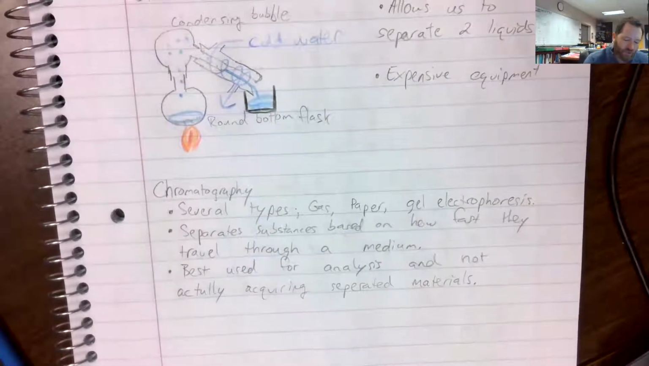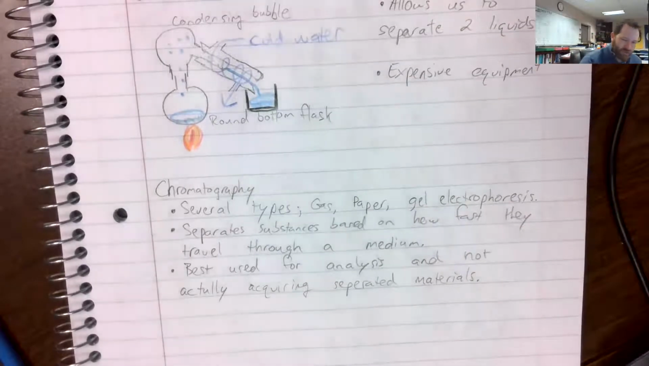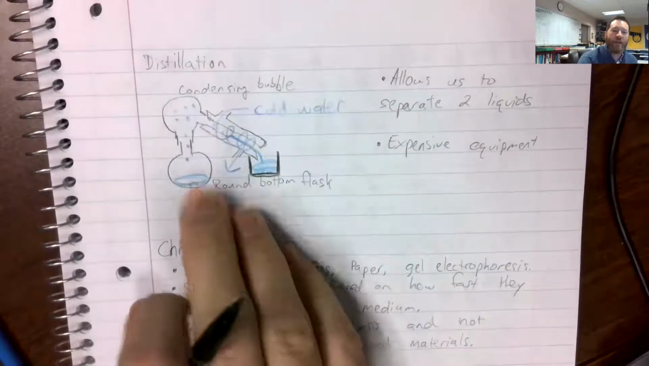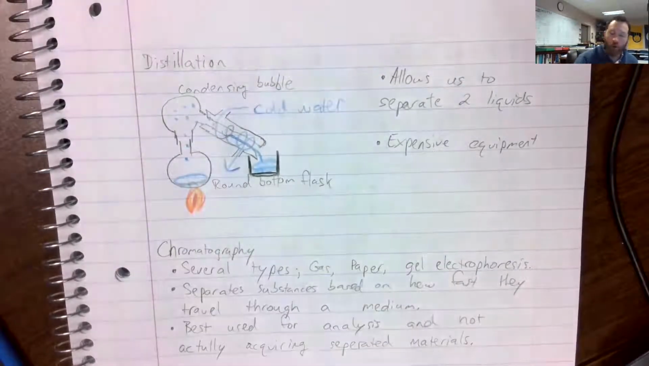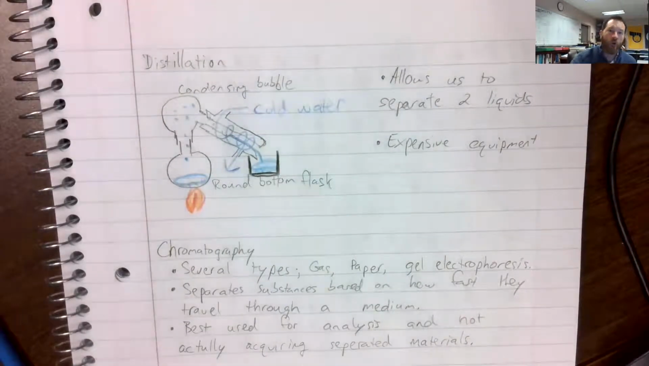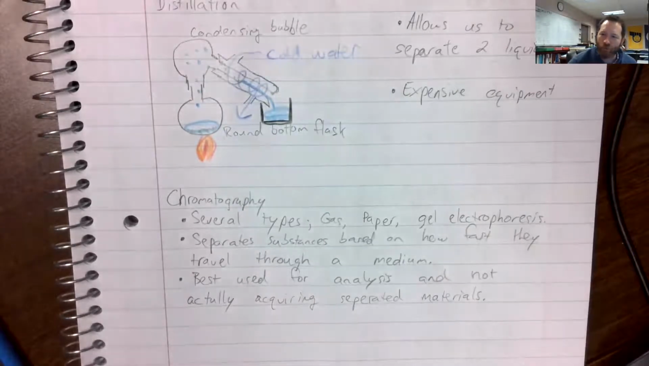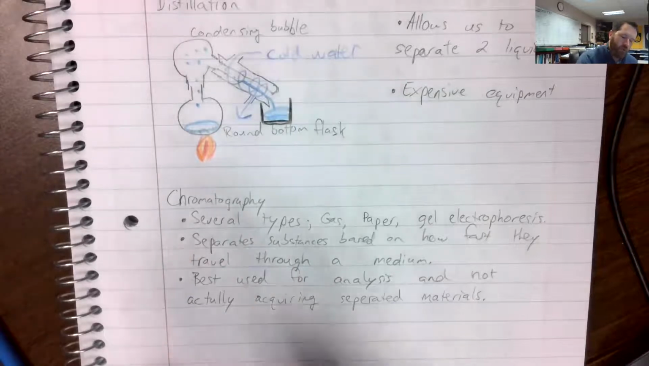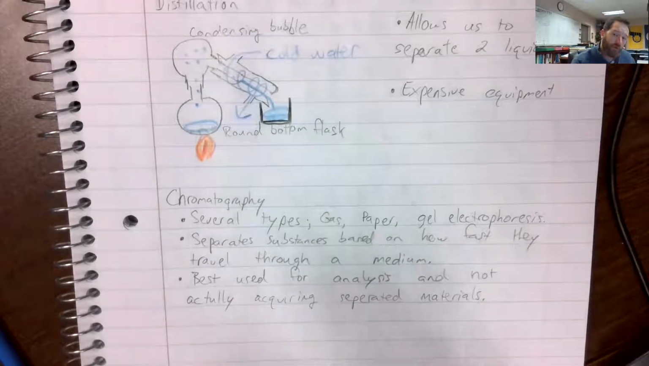All right, so these are best used for analysis and not actually acquiring separated materials. So the other ones we looked at, we were acquiring the liquid when we did distillation, and the solid for that matter. When we did crystallization on the page before, we were acquiring the solid, the salt particle. When we did filtration, we were acquiring whatever it was we were filtering out. When we do chromatography, we're usually not going to acquire anything. We're not going to be left with a liquid. We're not going to be left with a solid. We're just trying to do some analysis. We're trying to figure out what's in our sample.